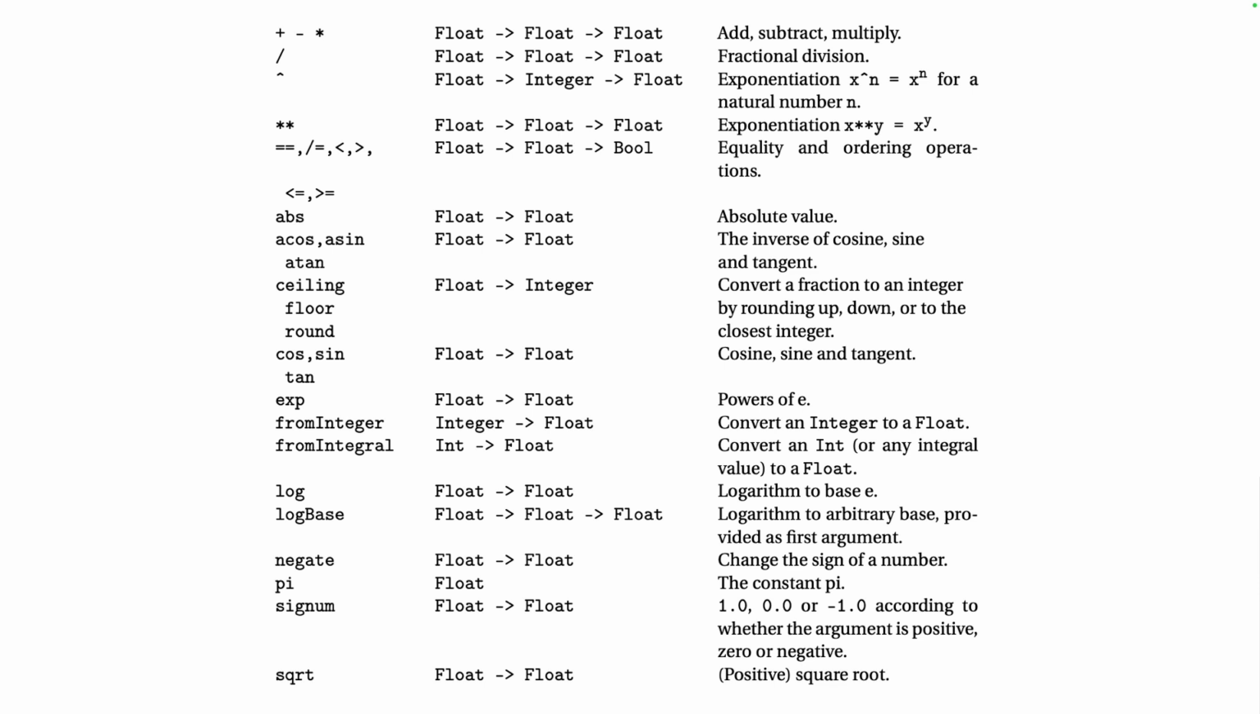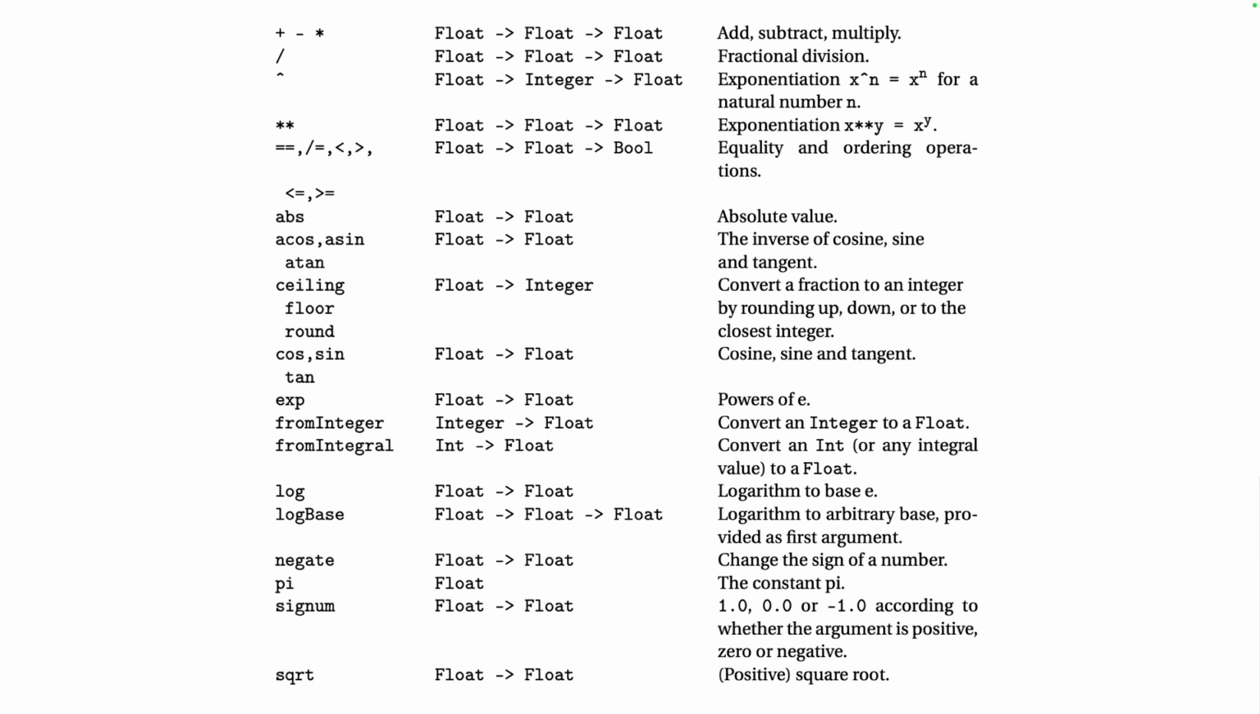I've taken this figure from my book here, which tells you the major functions over floating point numbers. Addition, subtraction, and multiplication are the same operations as you see over integers, but division is different. It's denoted by a slash, and there are two forms of exponentiation. One is exponentiation by an integer, or by a natural number, and the other is exponentiation by an arbitrary floating point number. There are comparison operations.